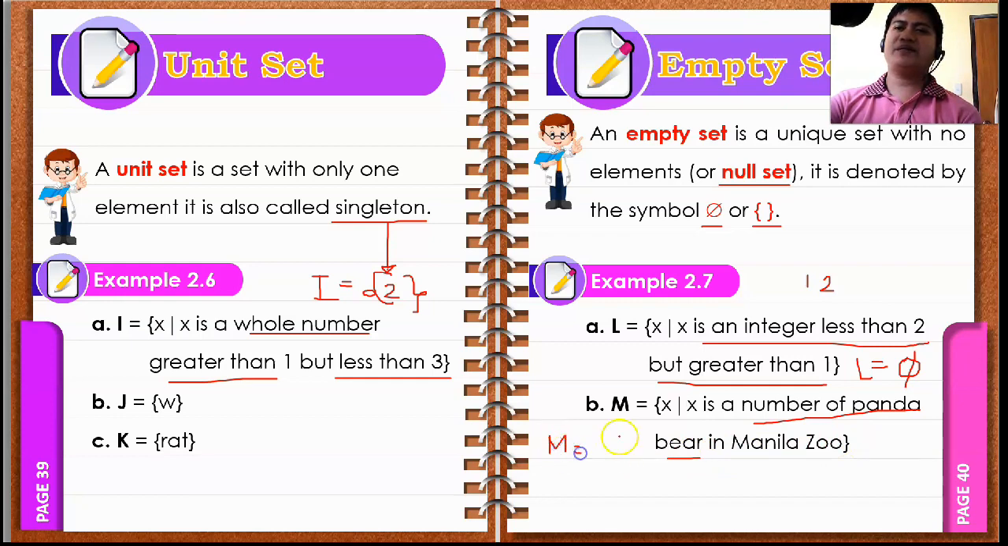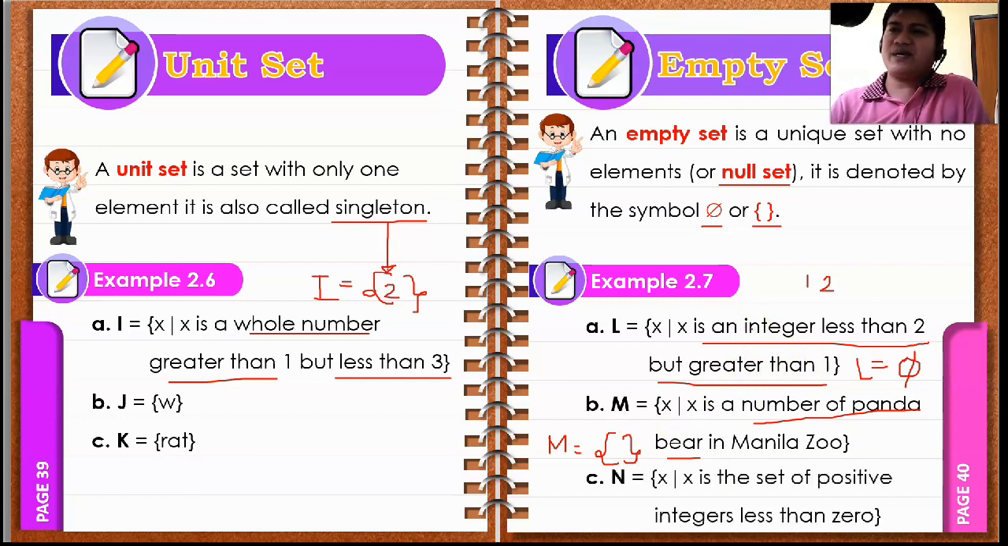So there are no panda bears in Manila Zoo, so set M is empty. Therefore, this is an example of an empty set. Another example is the set N of all x such that x is a positive integer less than 0. There is no such positive integer which is less than 0, because all positive integers are greater than 0. Therefore, set N is also an empty set. So that is the empty set.